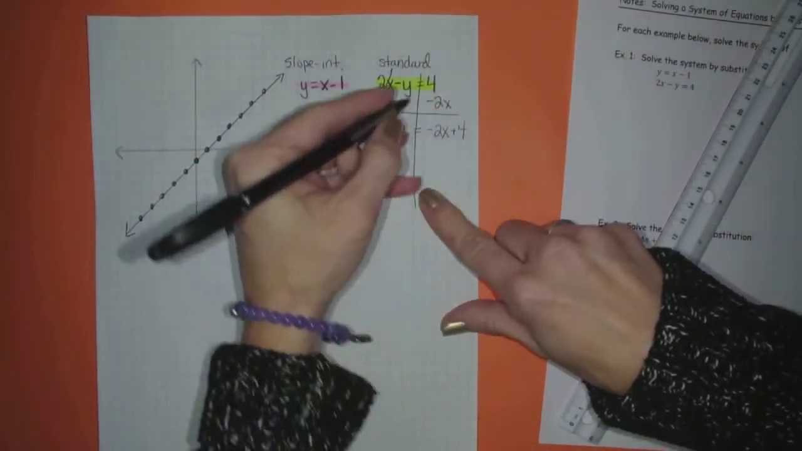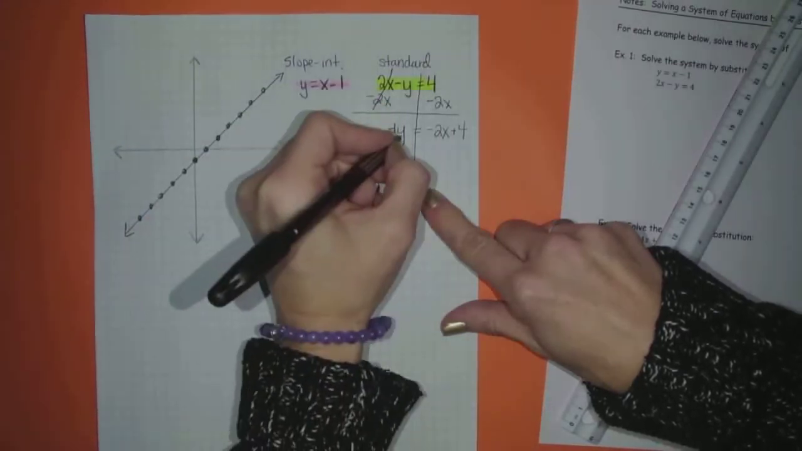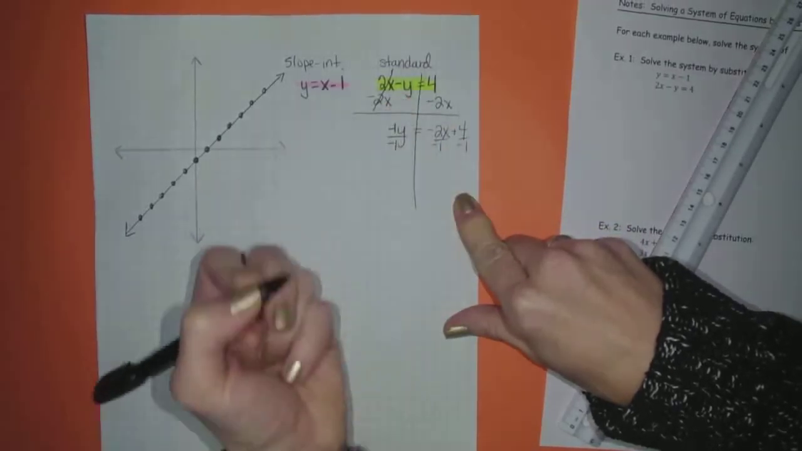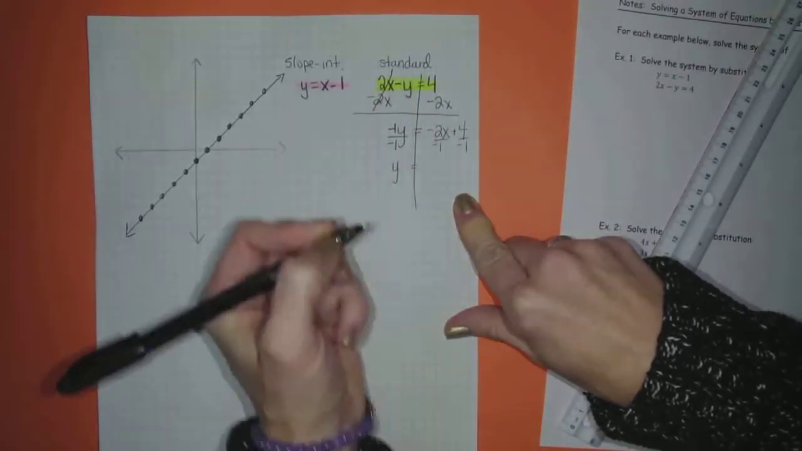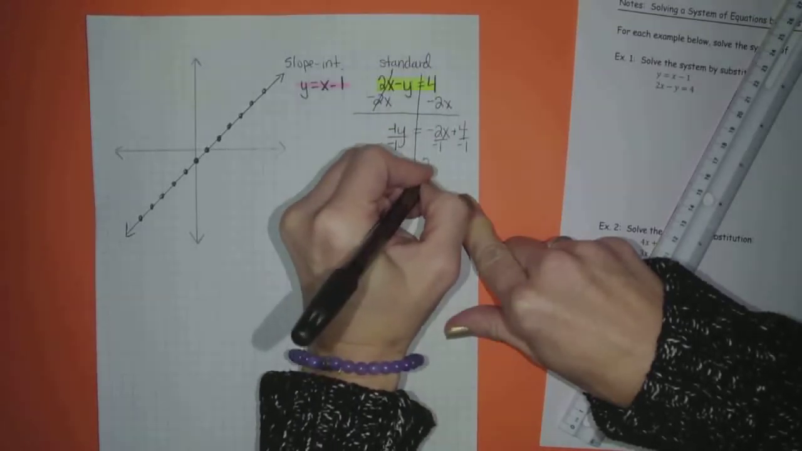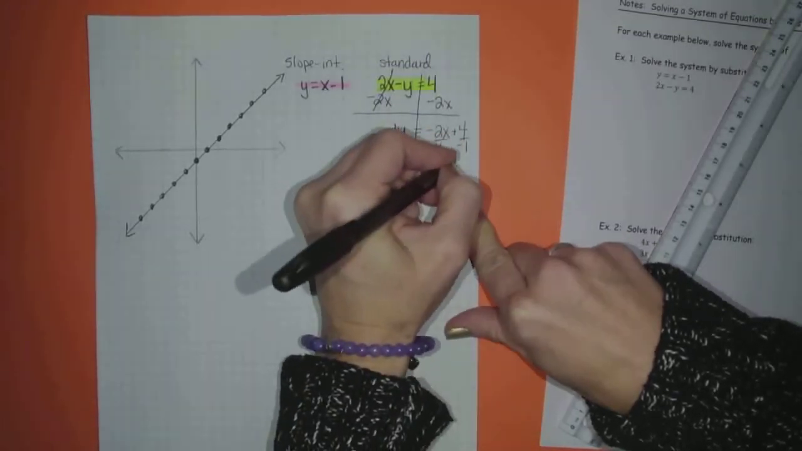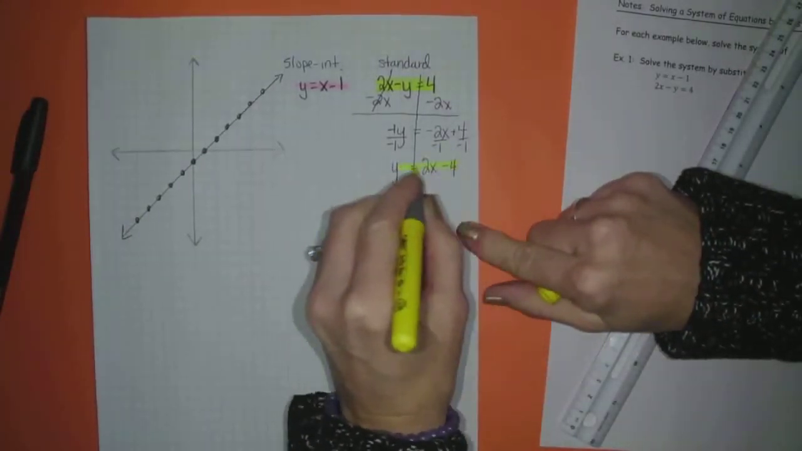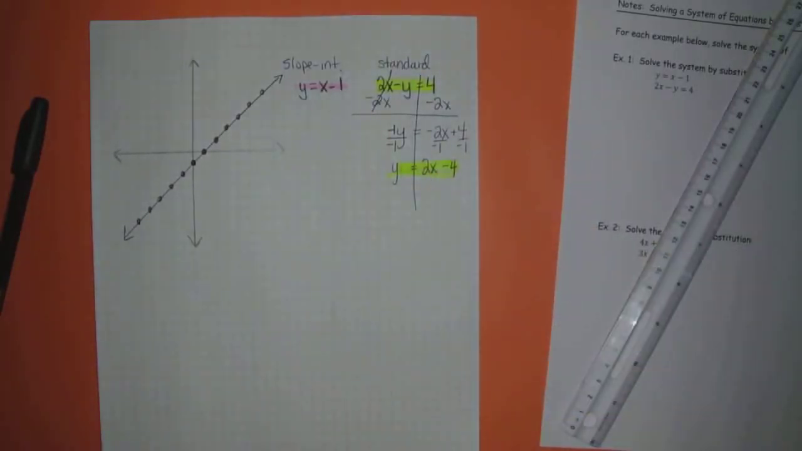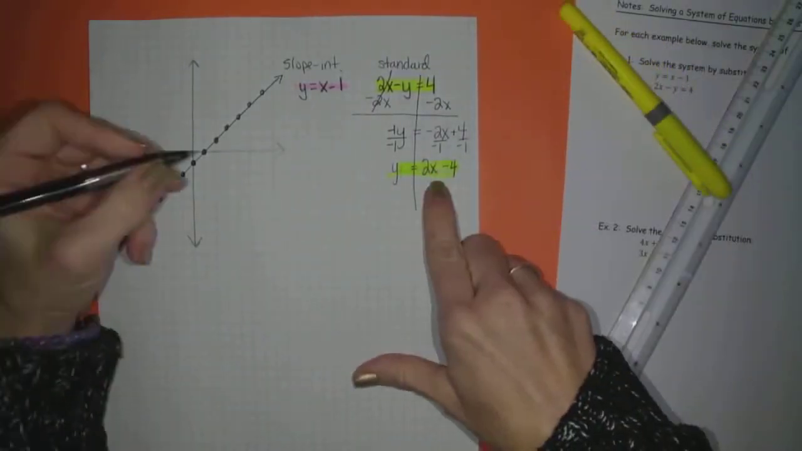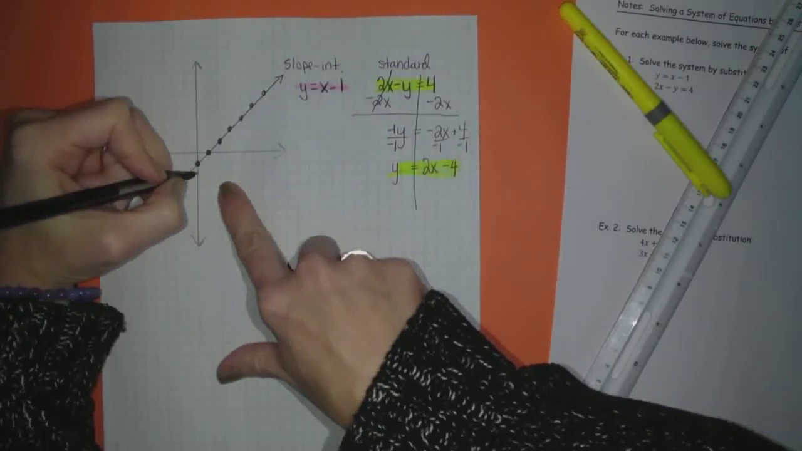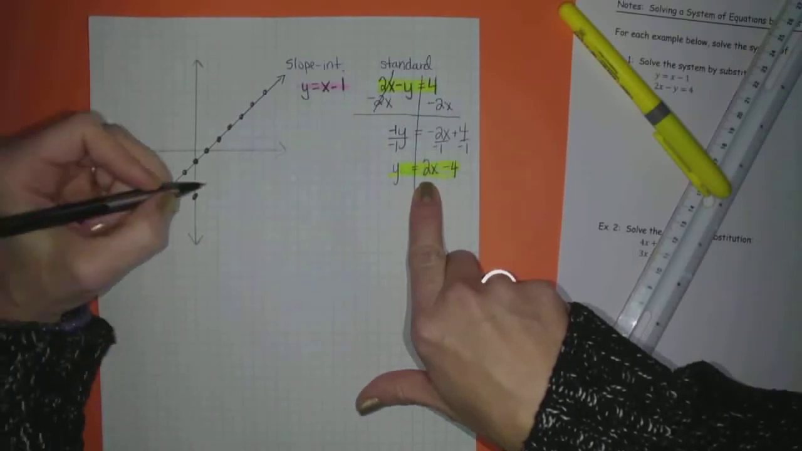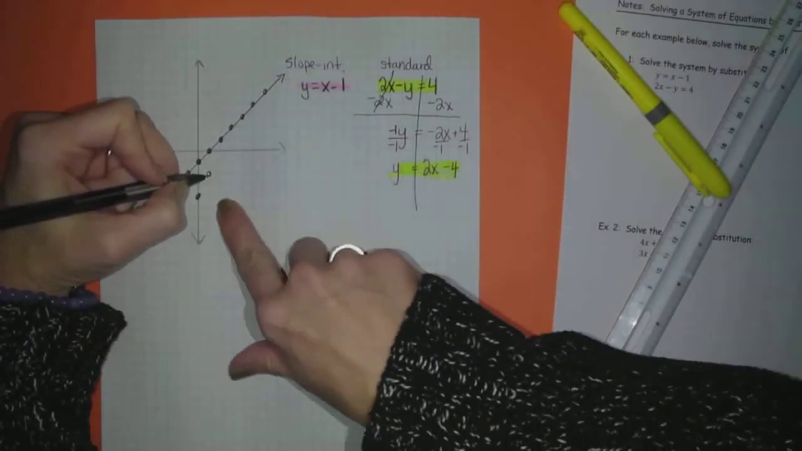And because negative y is like negative 1y, we'll go ahead and divide every term by negative 1, which will leave us with y equals a positive 2x and a minus 4. So I'm going to highlight that line in yellow. That's my graphable line. So I'm going to come down 4 from the origin. So 1, 2, 3, 4. And my slope is a positive 2. So I'm going to rise 2 and run 1.